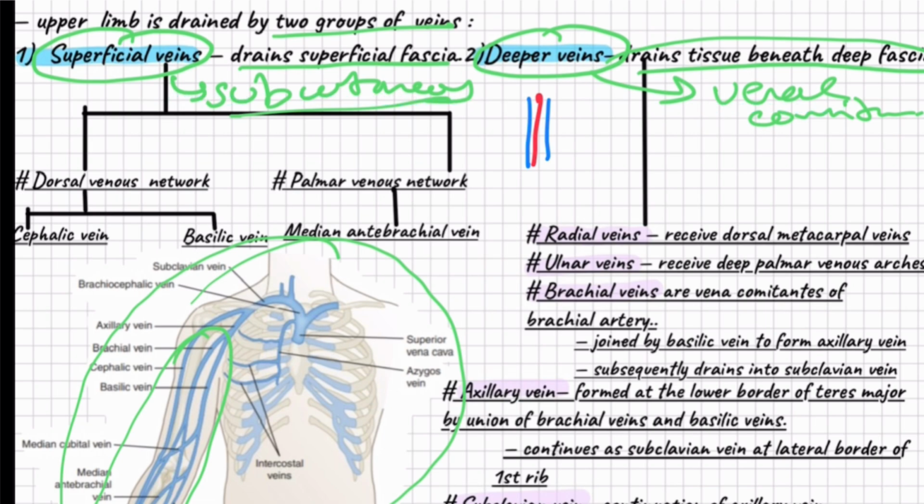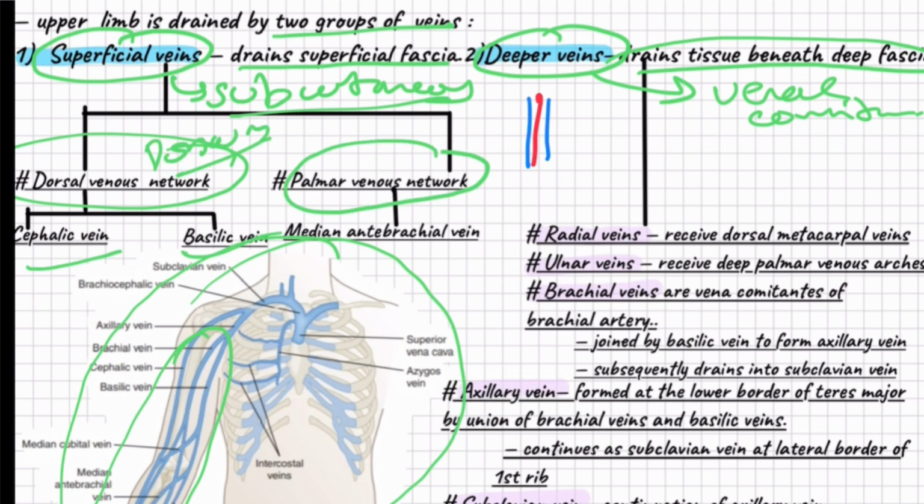So let's talk about the superficial veins first. We have the dorsal venous network, which is located on the dorsum of the hand, which gives rise to two important superficial veins, which are called the cephalic vein and basilic vein. And we have the palmar venous network located in the palm of the hand, which gives rise to the median antebrachial vein.